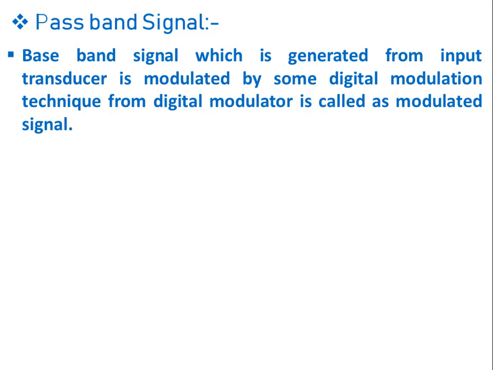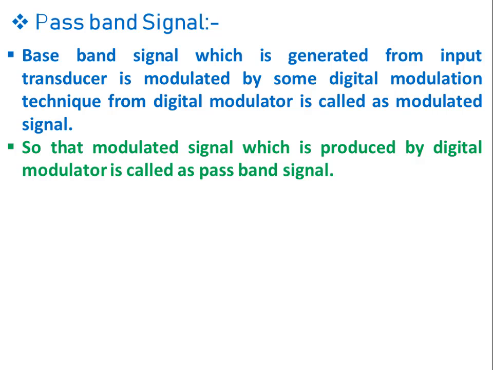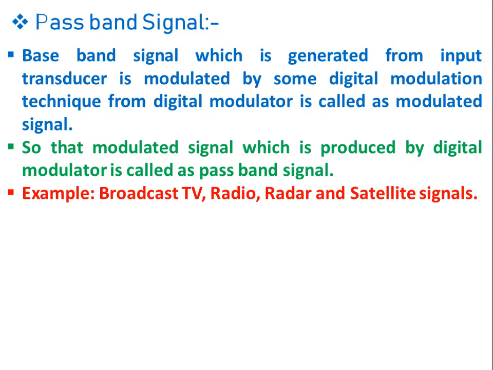What do you mean by passband signal? As you know, in a digital communication system, if the baseband signal generated from the input transducer is modulated by some digital modulation technique in the digital modulator, it is called a modulated signal. That modulated signal produced by the digital modulator is called a passband signal. For example, broadcast TV, radio, radar and satellite signals can be considered passband signals.